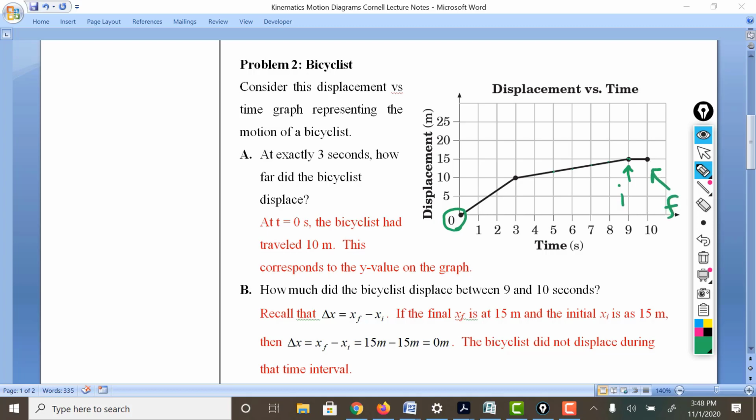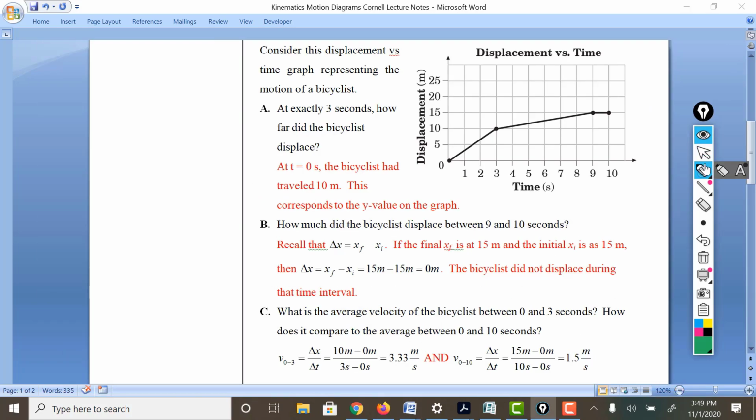You'll notice that if we're looking only between 9 and 10 seconds, for this displacement versus time graph, it actually doesn't have a slope, right? There is no slope. If we were to do the math, that's 15 minus 15, which is 0. So whether you look at it geometrically based on the graph or mathematically, between 9 and 10 seconds this person was at rest. There was no movement.